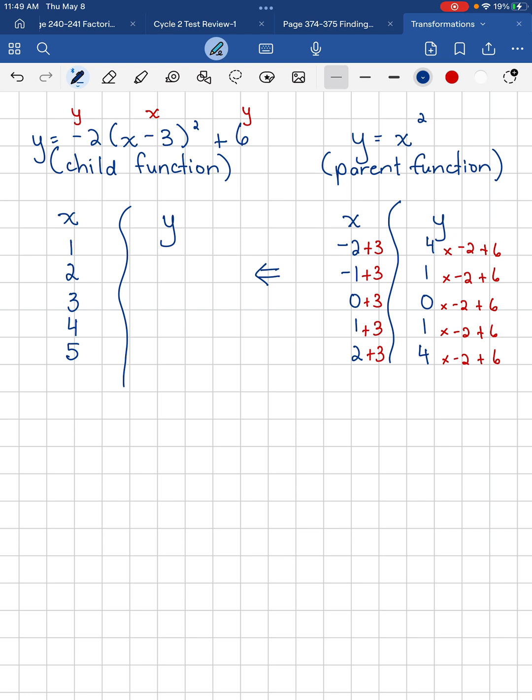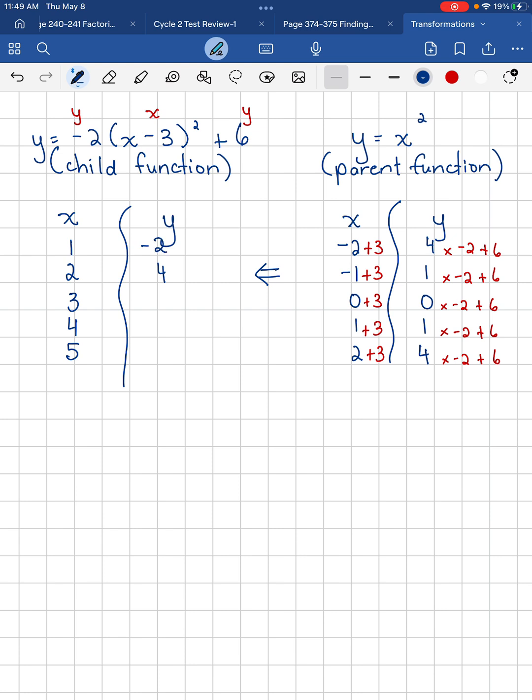Be careful with your multiplications. 4 times -2 is -8. -8 plus 6 is -2. Then we have 1 times -2. -2 plus 6 is 4.